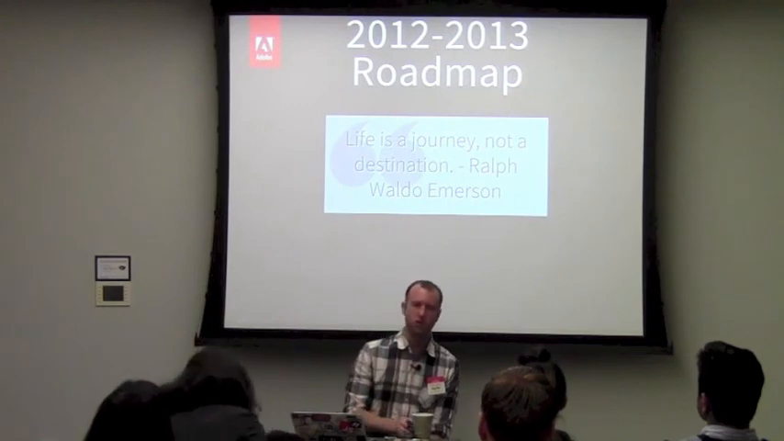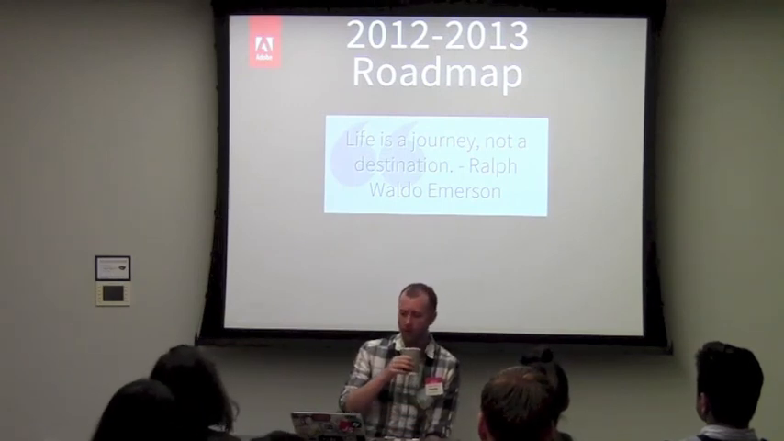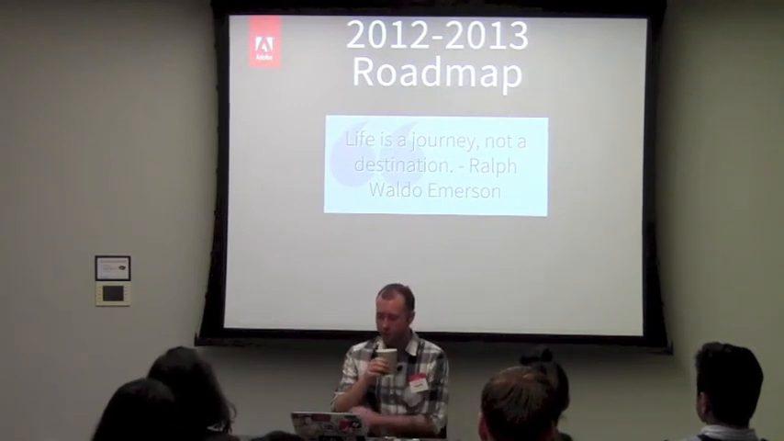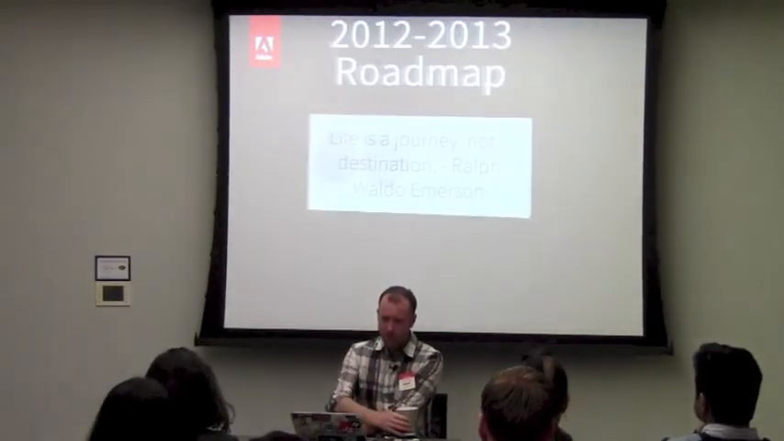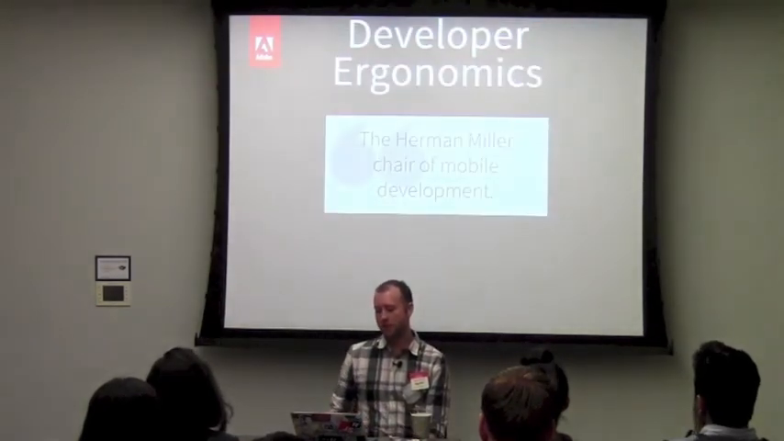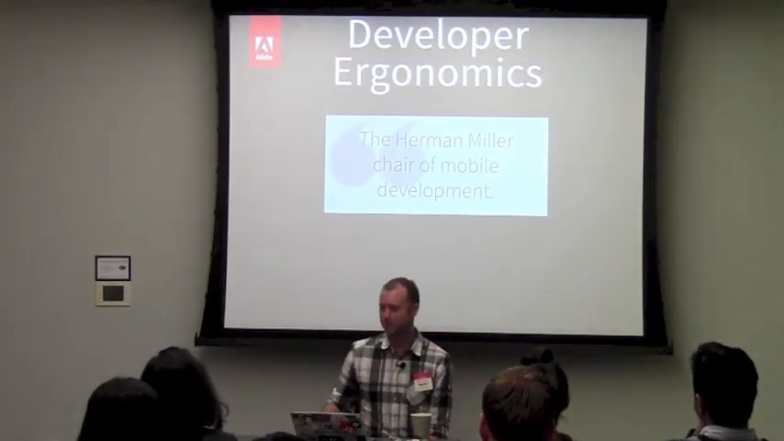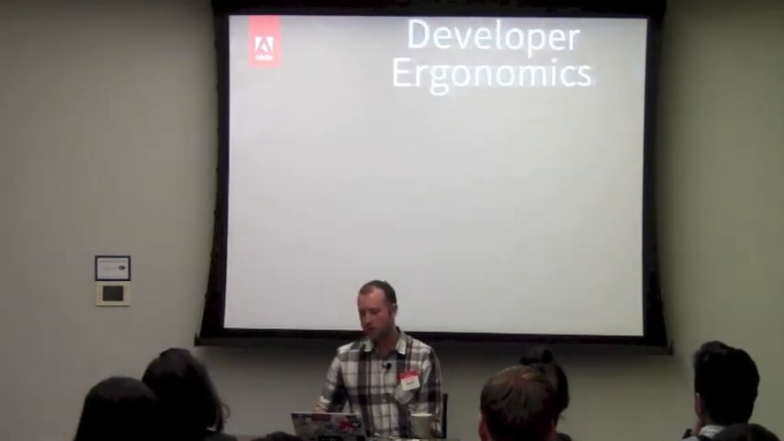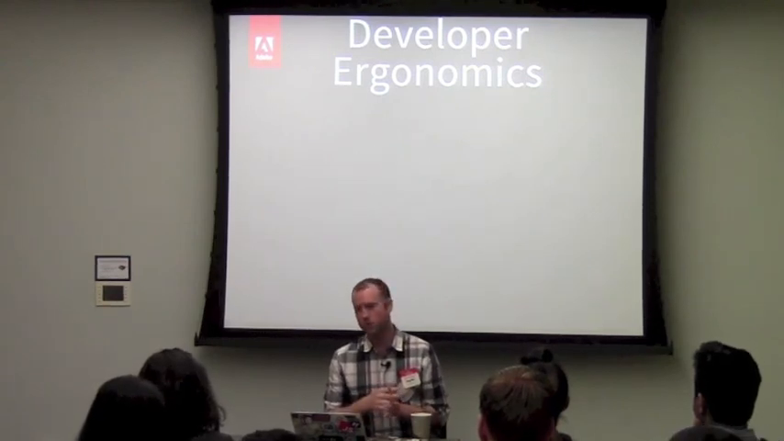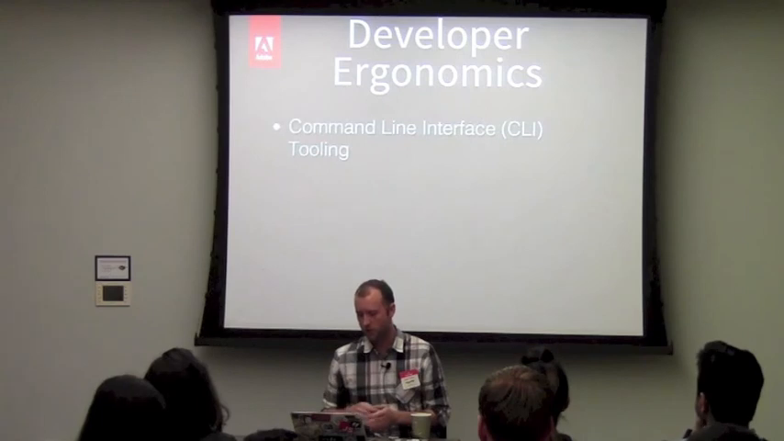So this part, I'm going to just go through our roadmap for, I guess, 2013, because we're almost done 2012. This is like the cheesy I'm at work slide. But then someone said, PhoneGap's like the Herman Miller chair of mobile development. I thought that was awesome. This term developer ergonomics is really popular right now, but I think it's with good reason. Our workflows are clunky. Our processes are decoupled from our tools, and it doesn't work.